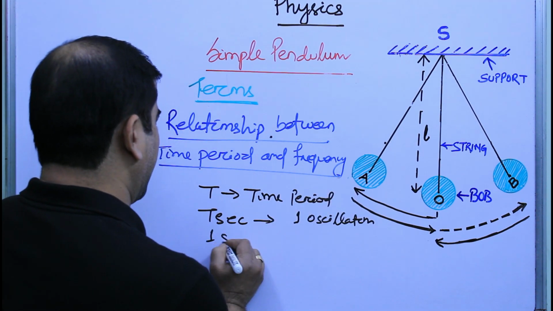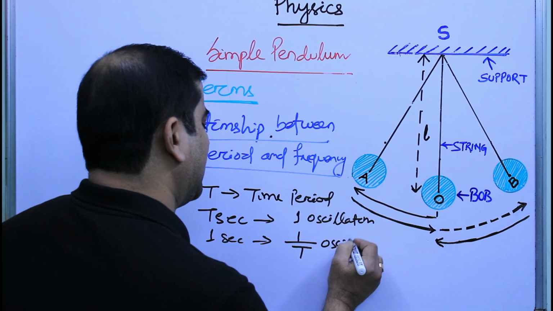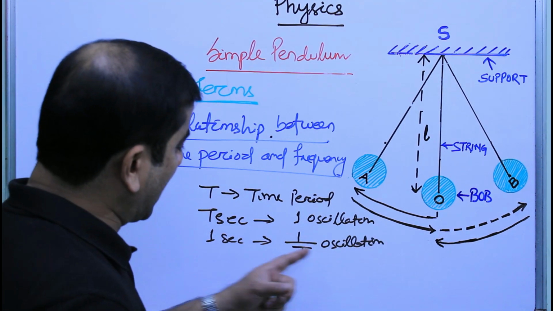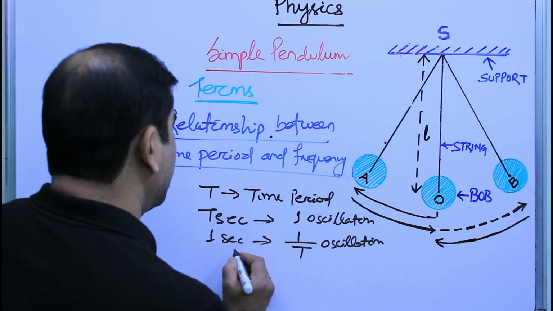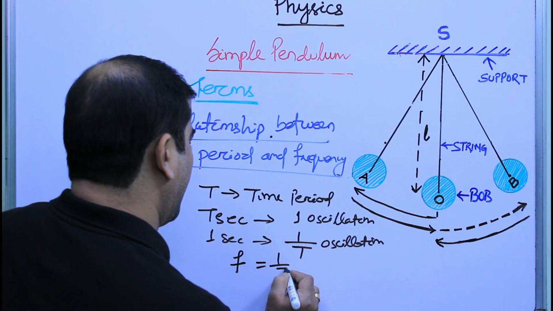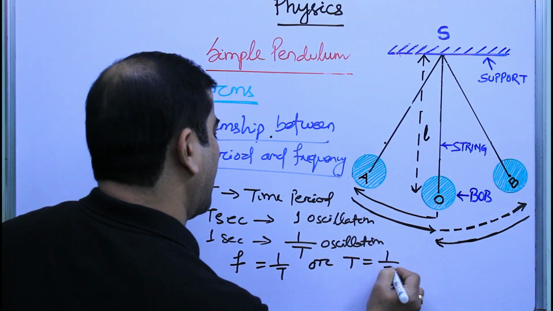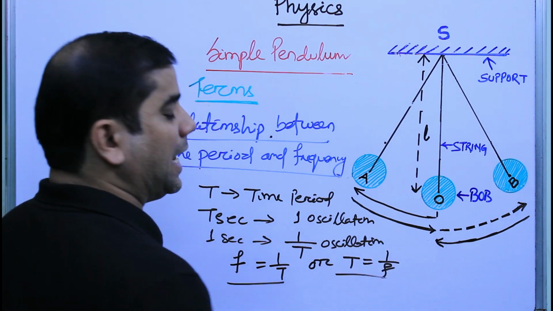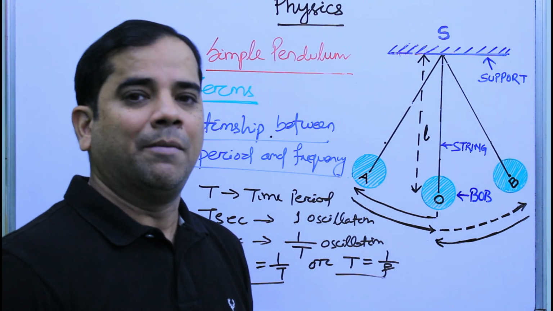So in 1 second, it would complete 1 by T oscillations. So 1 by T oscillations in 1 second. That means it is the frequency of oscillation. So that means F is equal to 1 by T, or we can write T is equal to 1 by F. So this is the relationship between the time period and frequency of a simple pendulum.